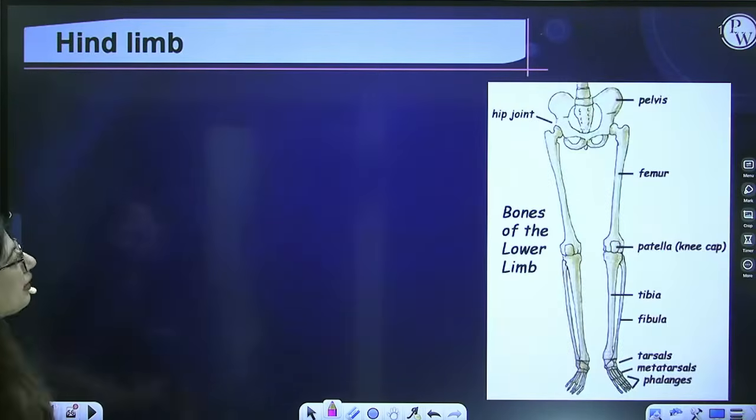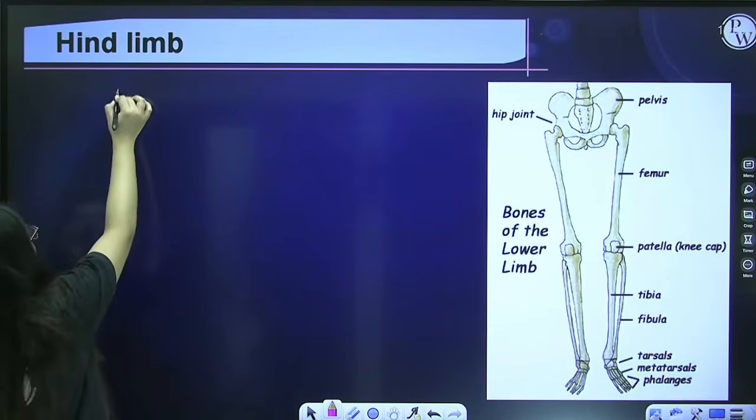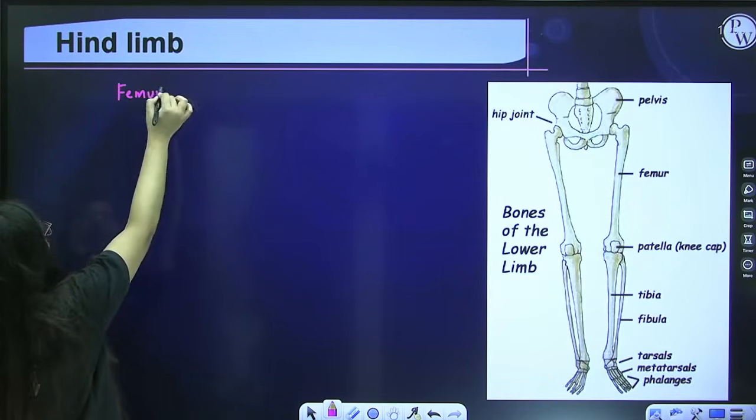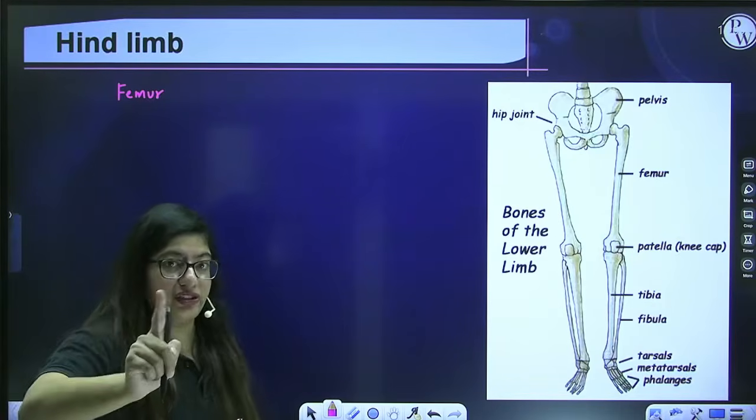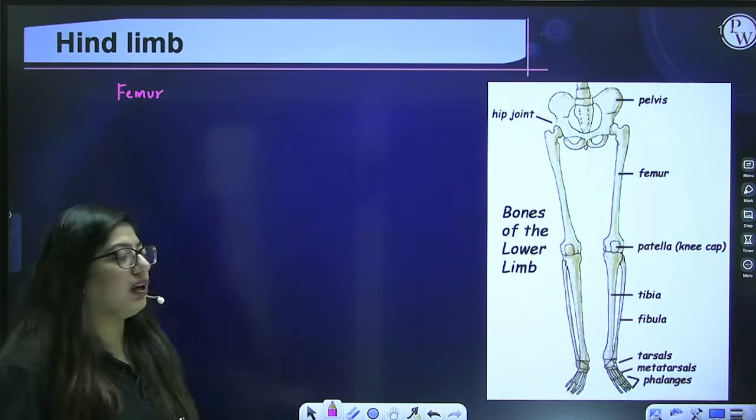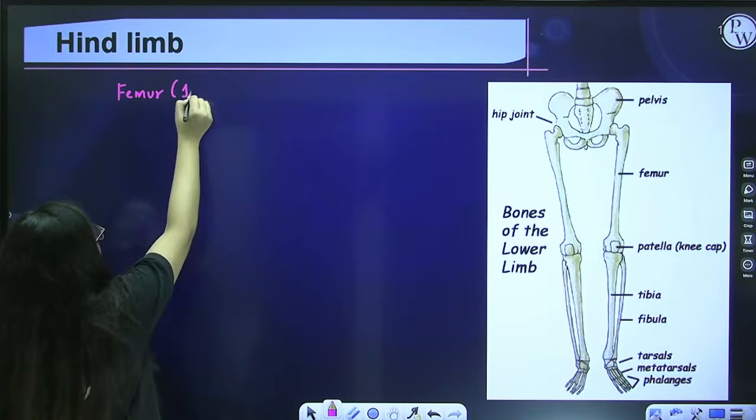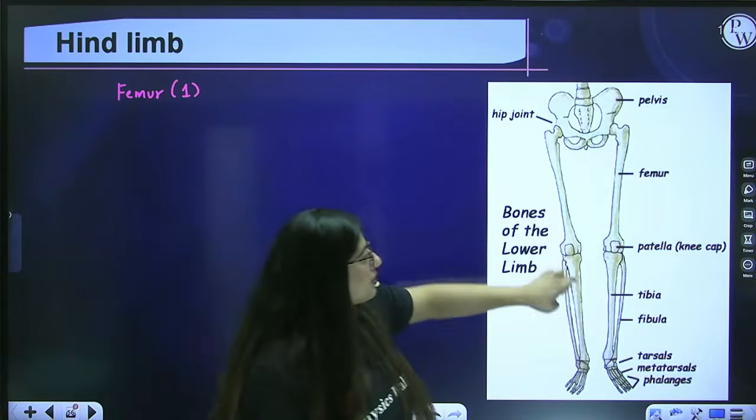Let's talk about hind limb. In hind limb, what are the bones we have? First of all, the number is same. 30 in each. Okay. 30 here, 30 down. We have one thigh bone, which is femur. As you can see here, this is femur.